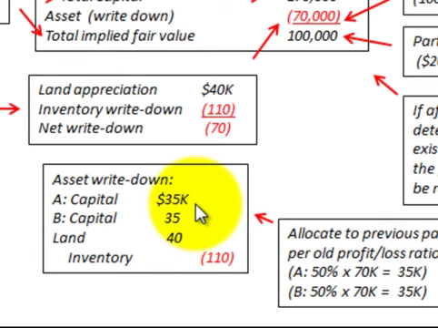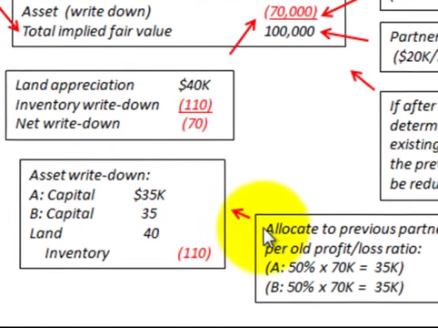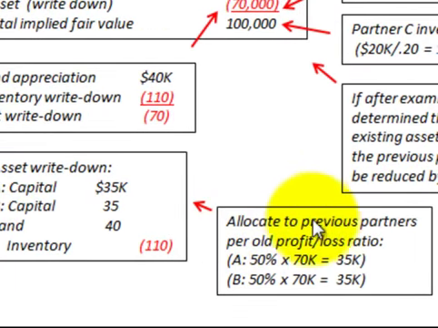Now, how do we determine the $35,000 reduction here due to the write-down to partner A and partner B? That was allocated per the previous partners' old profit and loss ratios. In this case, it was 50-50, or 50% to A and 50% to B. So we determined that our total asset write-down was to be $70,000. 50% times that gives us $35,000, and that would be the same here for A and B since their profit and loss ratios would be equal at 50%.